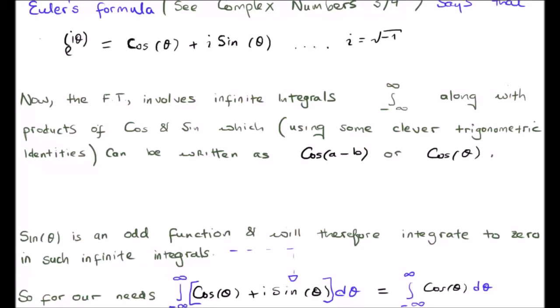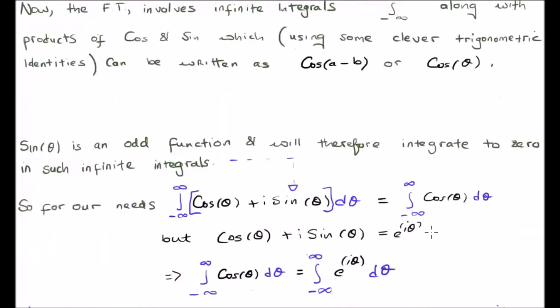Now, because sine itself is an odd function and will integrate to 0, what would happen if we added anyway to the cosine i multiplied by sine theta and integrated it? Well, of course, that's going to be nothing else than integrating cosine theta. So it's equivalent to integrate cos theta plus i times sine theta, and simply cosine theta. I'm sure you can see what's coming, namely we're going to invoke Euler's formula. So as I said, e to the i theta is equal to cos theta plus i times the sine of theta.